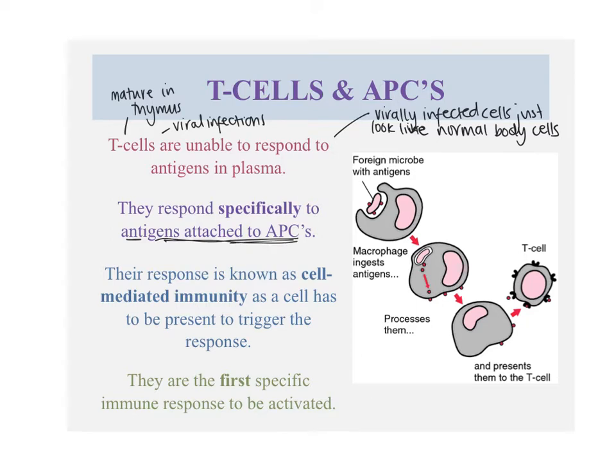Now, we're going to go into this process in a little bit more detail in a second. I know it's probably confusing right now. But because the T cells have to respond to a cell, C for cell, we call the T cell activation and response cell-mediated immunity. It relies on the presence of an antigen presenting cell to activate them.